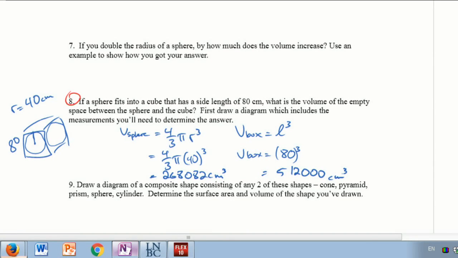What is the volume of the empty space between the sphere and the cube? So all I'm going to do is take the volume of the box, and I'm going to subtract the volume of the sphere, and that should give me the empty space. So this 512,000, I'm going to subtract 268,082, and I end up with 243,918 as the empty space.